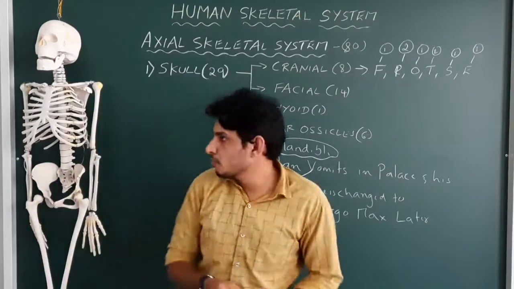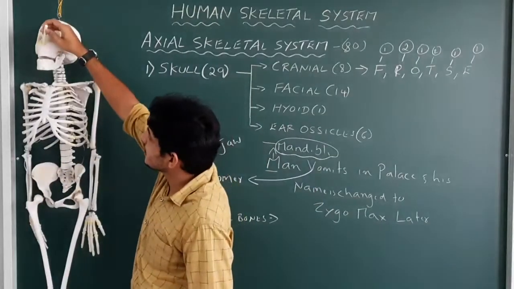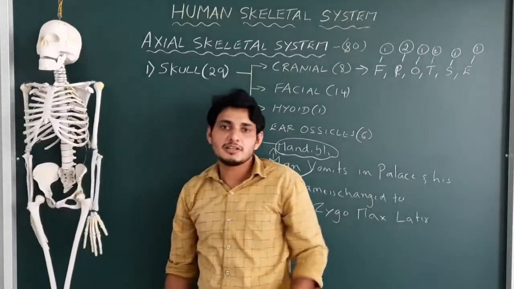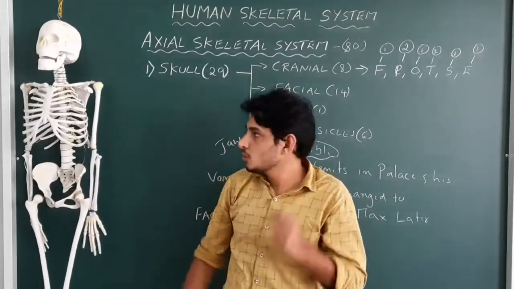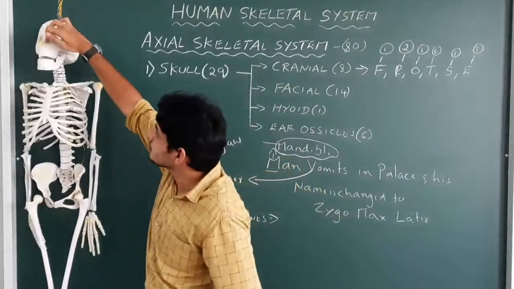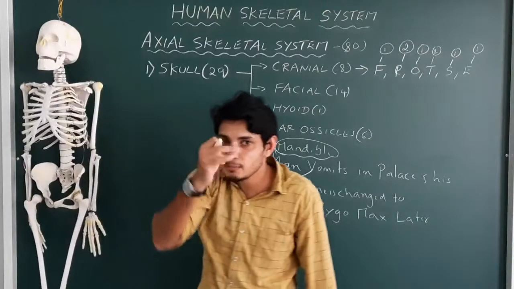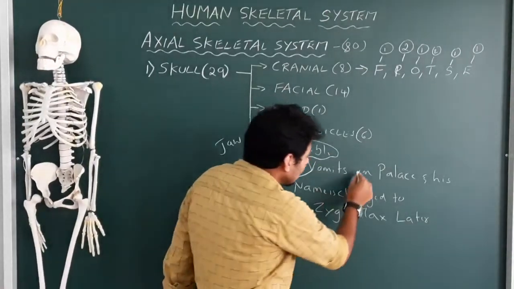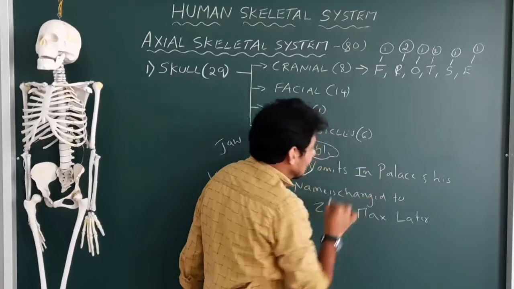Vomits. So V is called the vomer. What is the meaning of vomer here? Here you see this is actually the nasal cavity. How many nasal cavities are there? We have two, right? That nasal cavity is separated by a small vertical bone. That vertical bone is actually called the vomer. Got it?